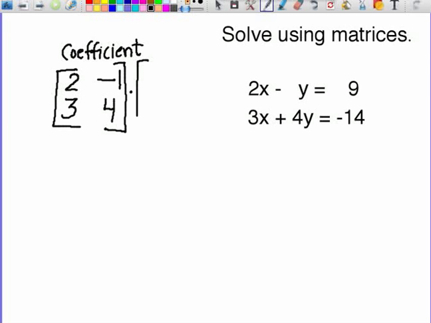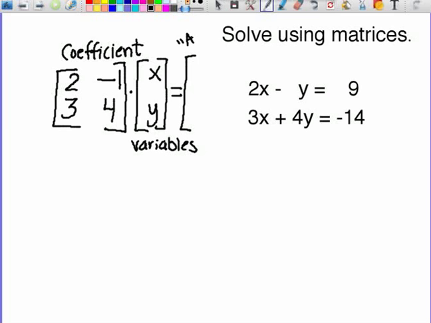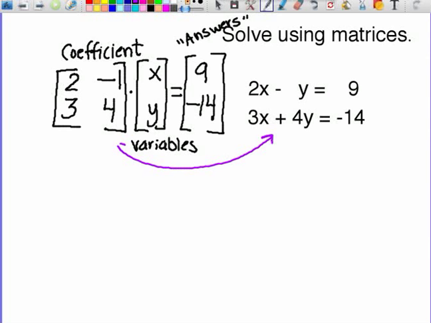Next come the variables. And the variables in this equation are x and y. And that is equal to what I call the answers, which are 9 and -14. These two things are saying the same thing, one in matrices, one in regular equations.